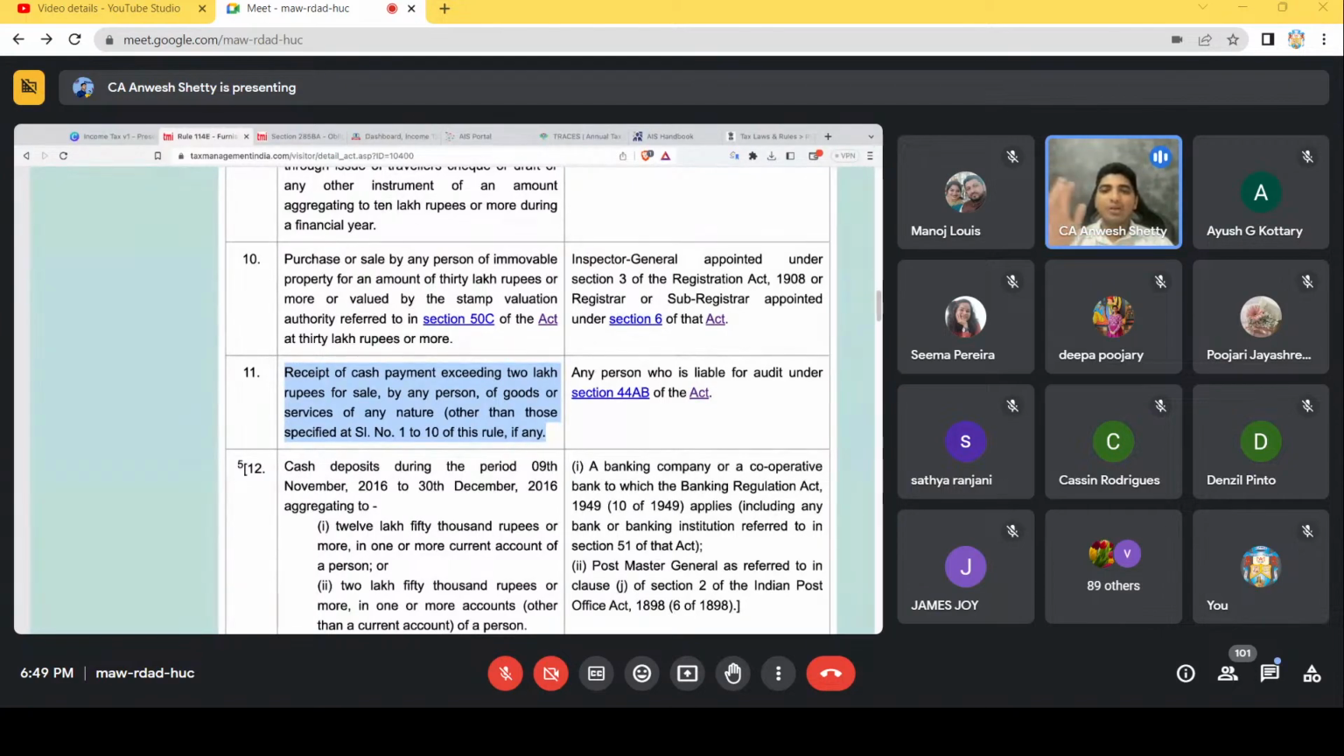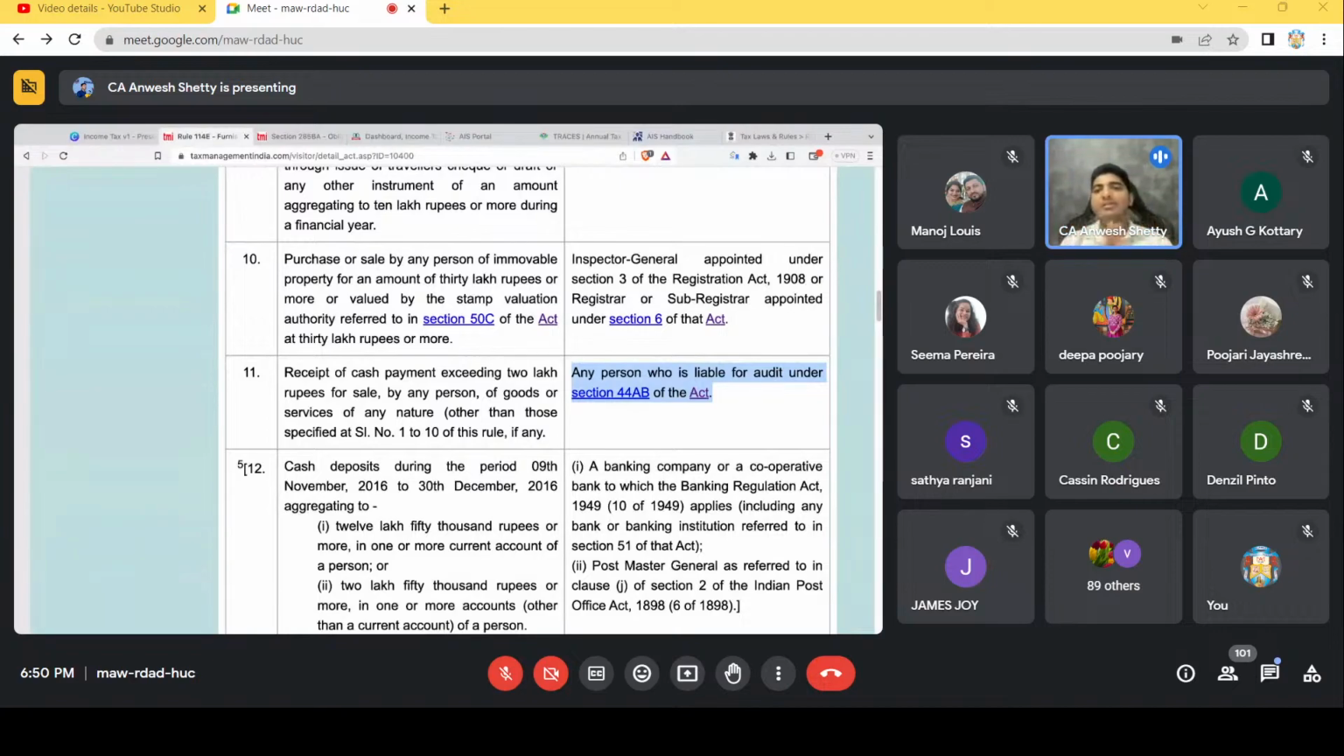Now he may give you a bill of 5 lakh rupees. If you are going to give 5 lakh in cash, anything more than 2 lakh rupees in cash, then he has to report you to the income tax department. But again, not everybody, he has to report only if he is liable to get his accounts audited under section 44AB. That means if his turnover is more than 1 crore rupees, if it's a company, or more than 2 crore rupees in other cases, they have to mandatorily report you to the department.